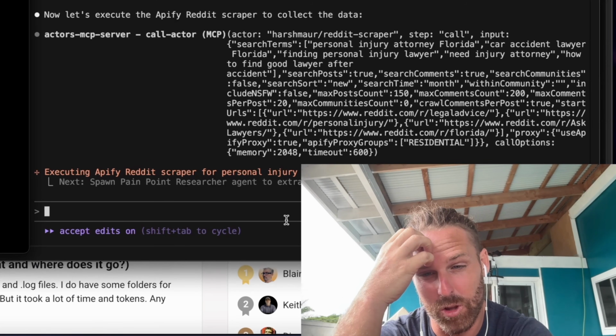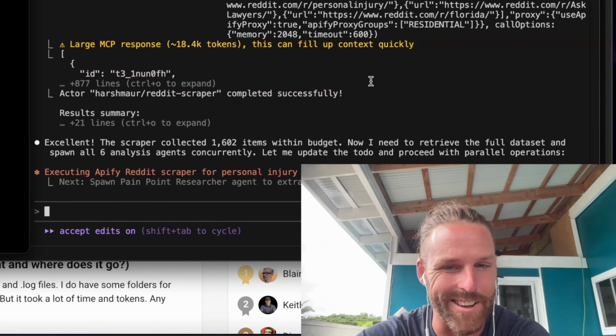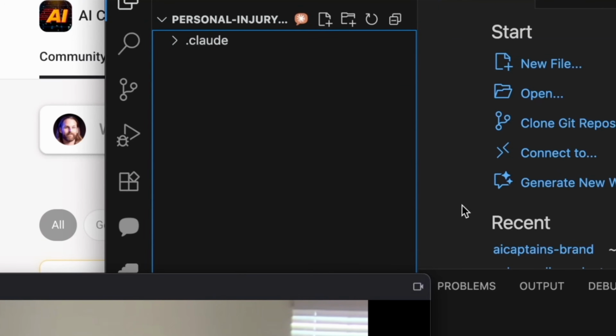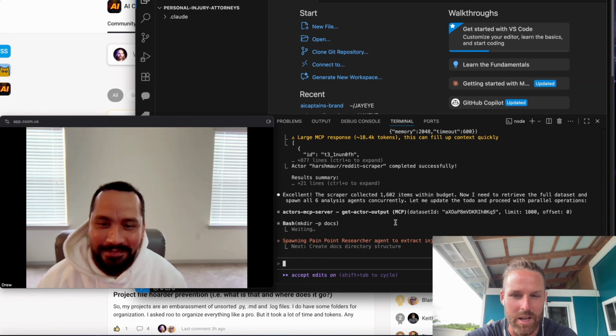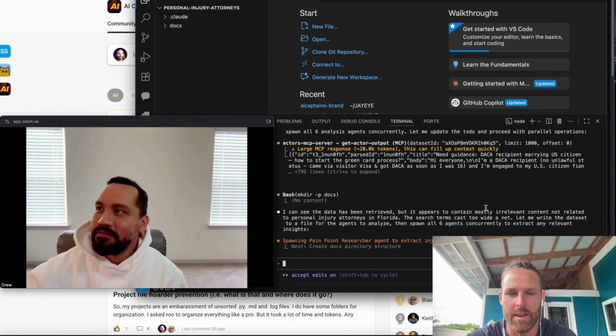And I had a couple issues. Look, large MCP response. This can fill up context quickly, and it does. So it collected 1,602 items within budget. But look at this. Do you see a data set up here? No, it's all just in the memory of this conversation. So that happened to me and I lost it all. So I actually had to go into my Claude Code history and I ended up figuring it out.